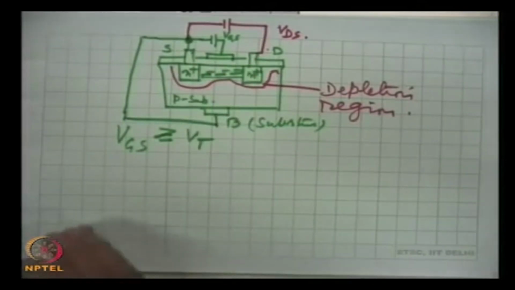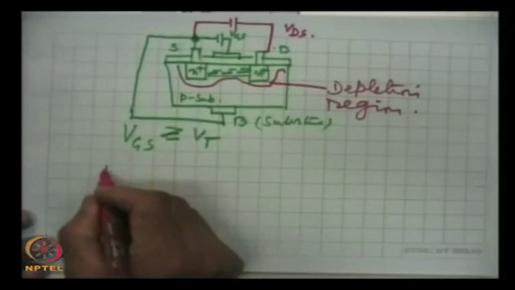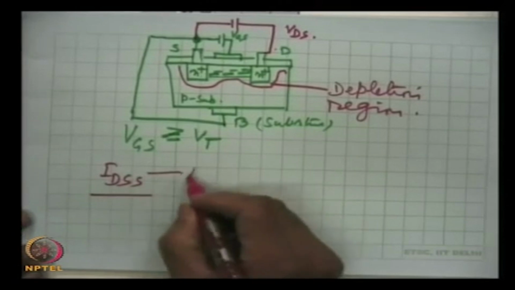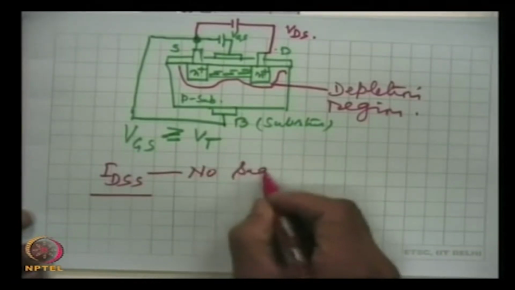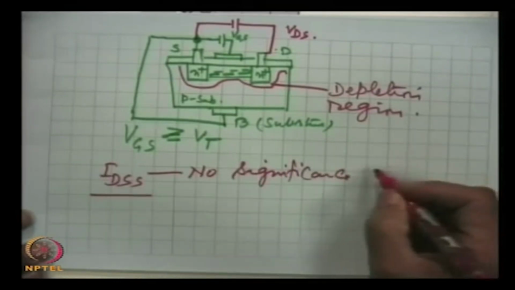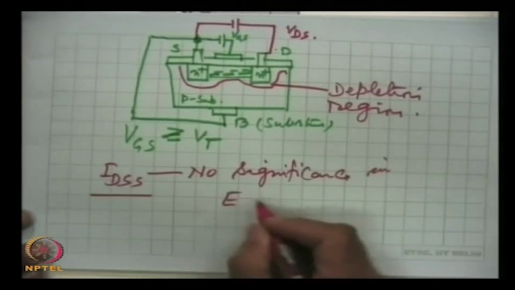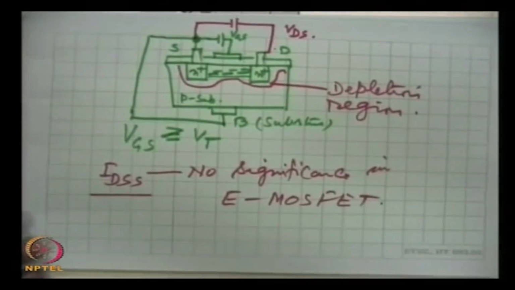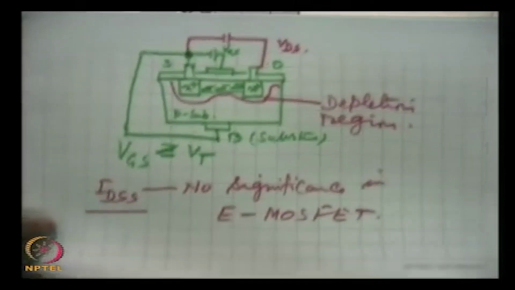So, this is about this device. Obviously IDSS has no significance in an enhancement MOSFET. Now, we talk of circuit symbol. Enhancement MOSFETs are shown like this, circuit symbol.